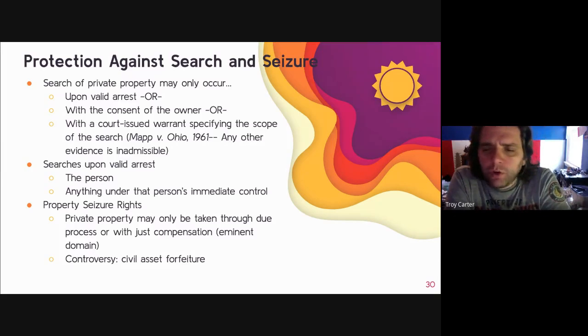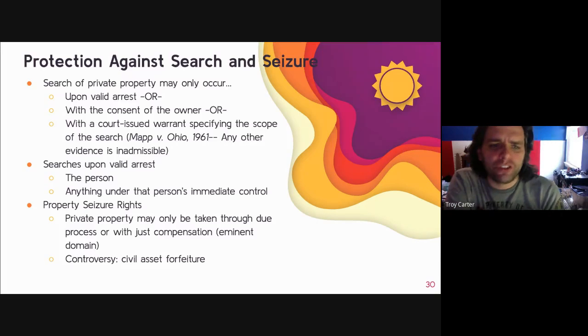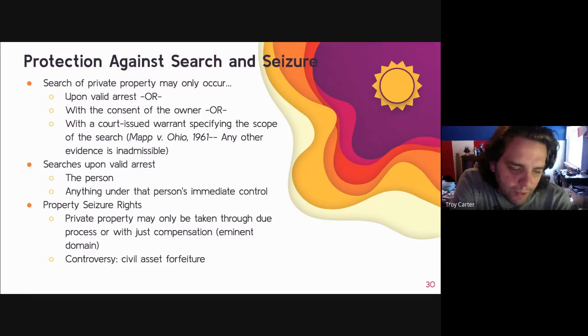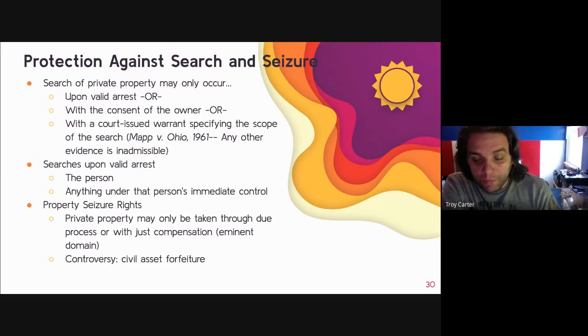Probably one of our biggest and most important cases there is the 1961 case of Mapp versus Ohio. In your textbook, Mapp versus Ohio is credited as creating the exclusionary rule, the idea that any evidence that is collected outside of the scope of what a search warrant would normally allow is not to be admitted in court. Yep, that's a big legacy of Mapp versus Ohio, but wait, there's more.